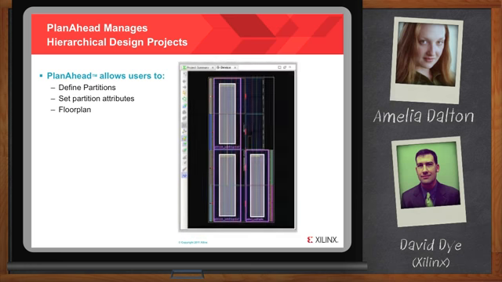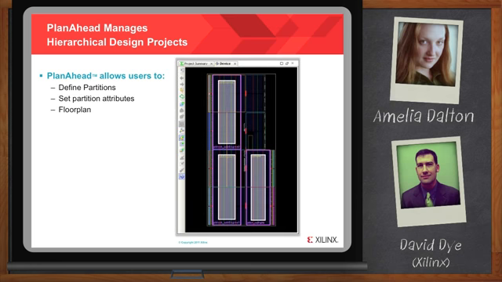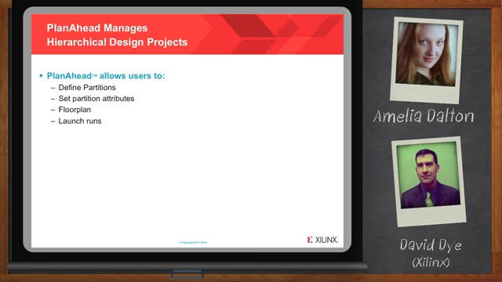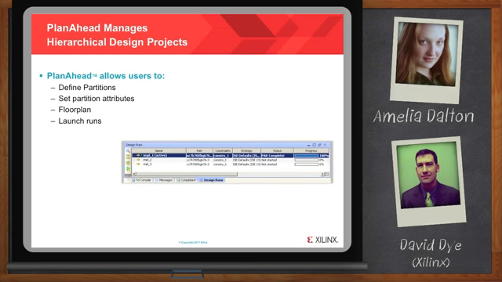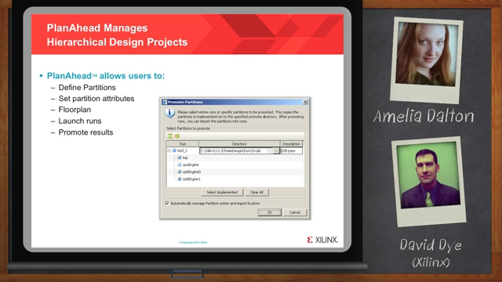Floor planning and pin placement are easily done within PlanAhead. Design rule checks specifically written for hierarchical design flows are also incorporated into PlanAhead, and you can run those at any time. Multiple synthesis and implementation runs can be managed from the flow window. Different options can be set for each run. When the runs are complete, you use the Promote Partitions window to control how these results are saved.